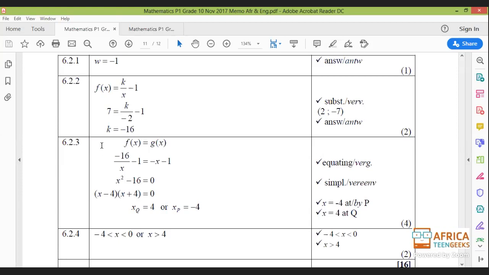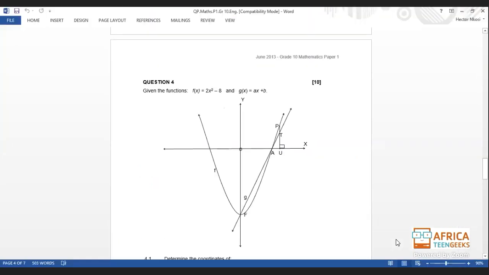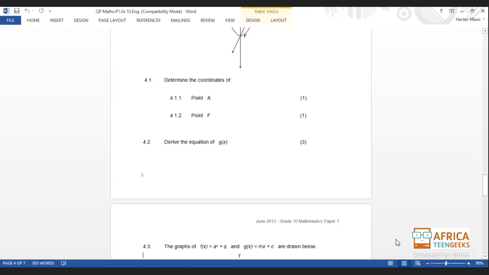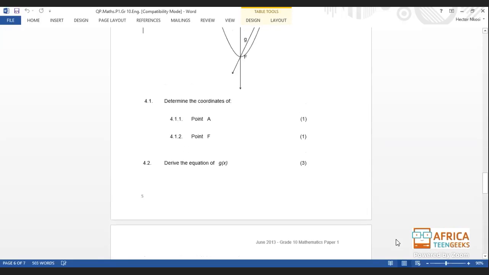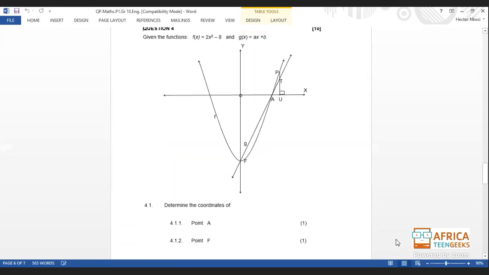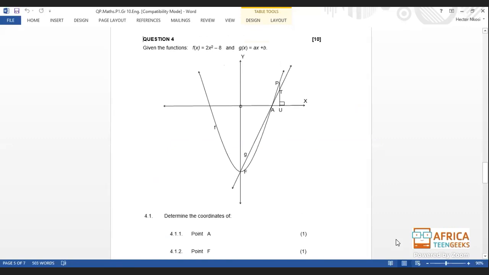Okay. Now, I want us to look at what we want to do today. So today, we are looking at the Gauteng 2013 June paper. So we're looking at question 4. I love this question, guys. It's one of the nice and challenging questions, and it's straightforward, but I selected this because I needed more questions so that we can do them here in class.